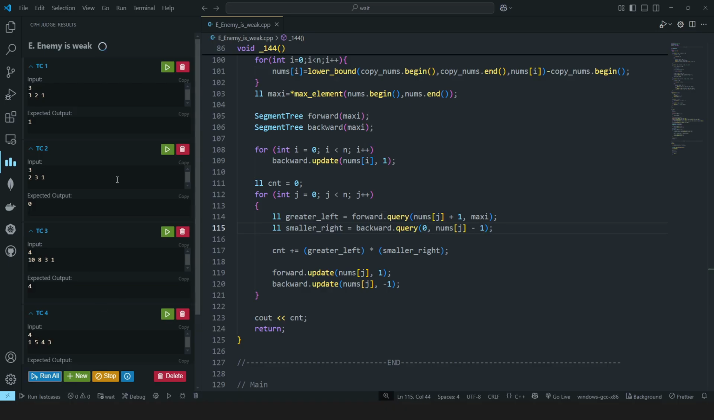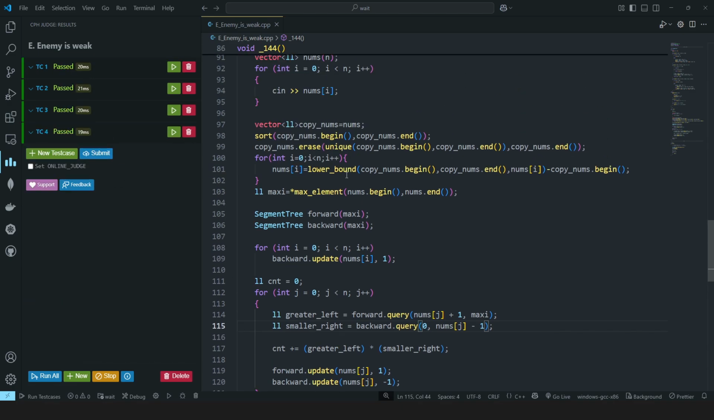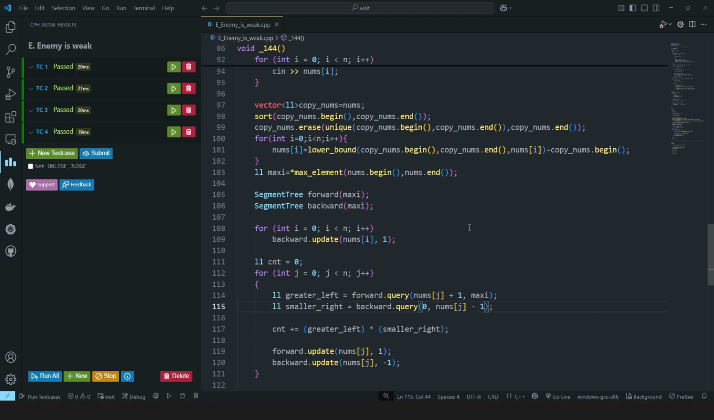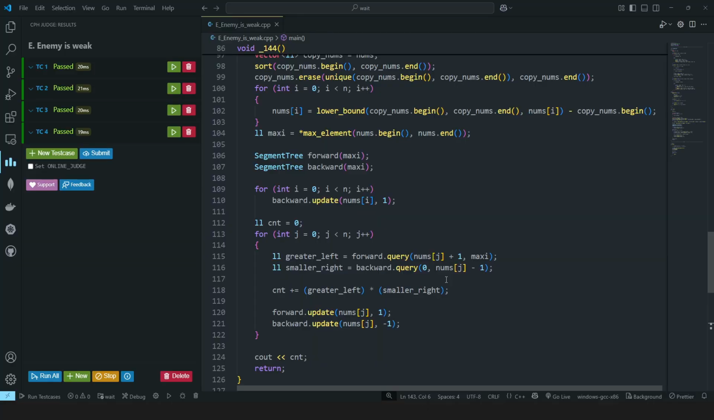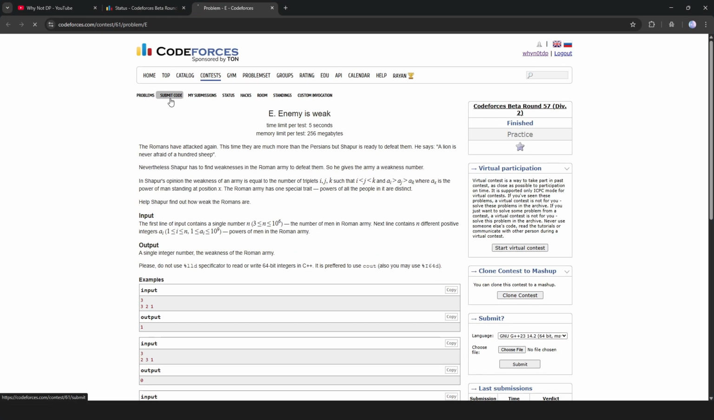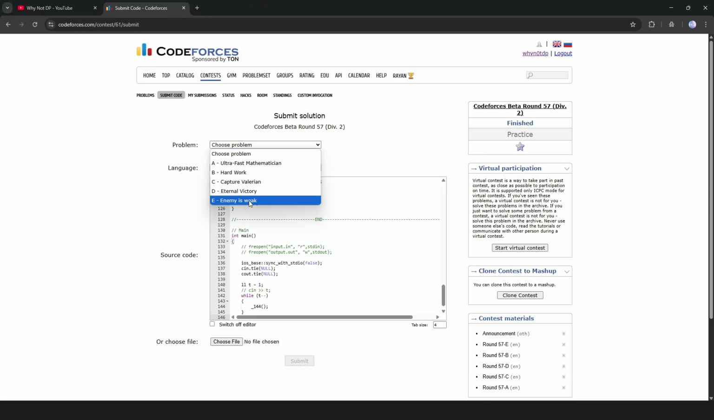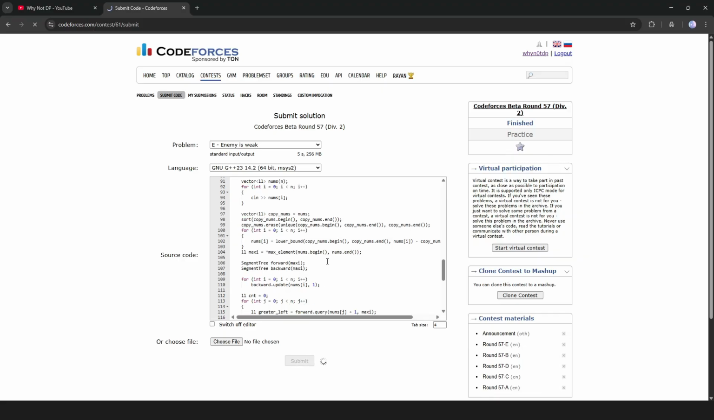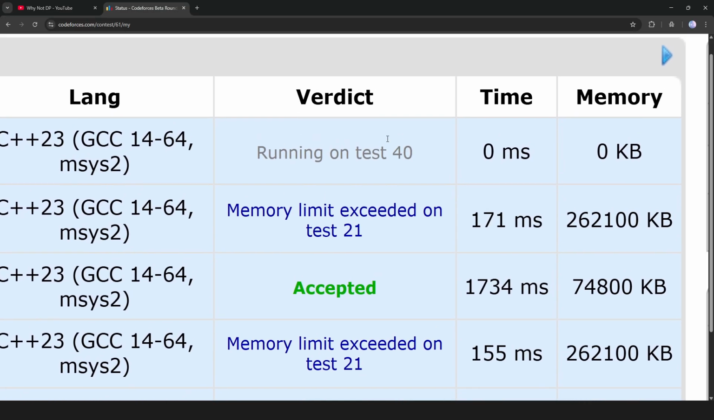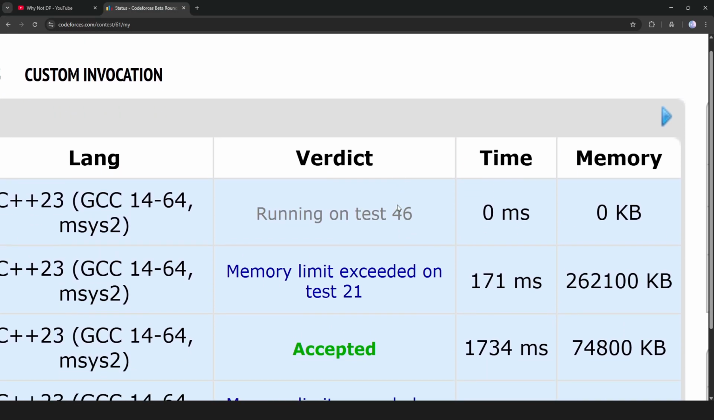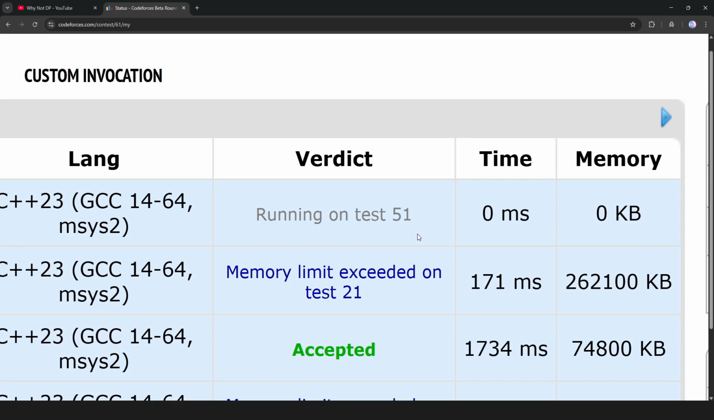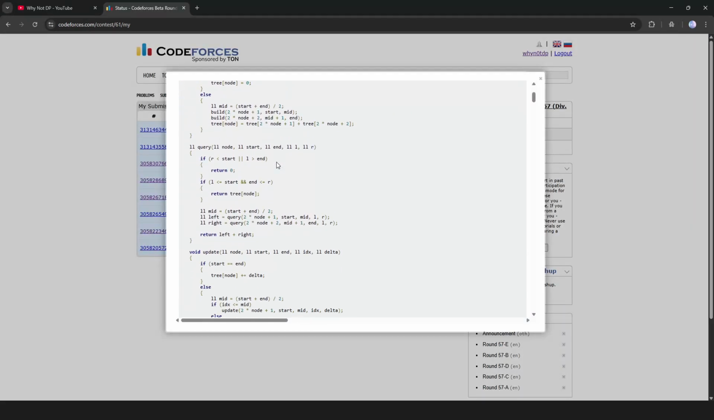Now if I run the code, let's see. As you can see, each and every test case is correct now, and I think it should not give the memory limit exceeded problem. Now if I try to submit, let's see if this is correct or not. As you can see, it is accepted now, and this is the code that we just wrote.